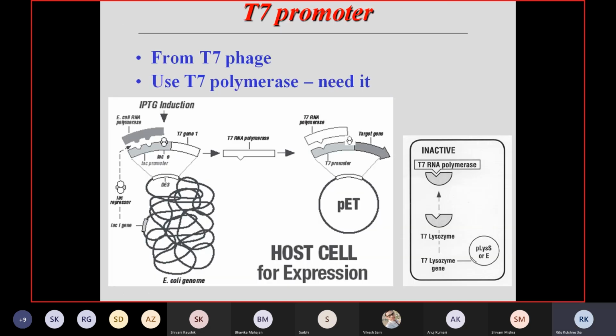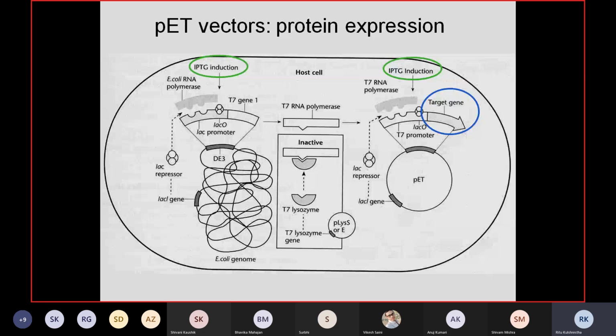So now I want to tell you in more detail about the PET vectors, where I will introduce you to the T7 promoter that I just told you about in my last slide also. Let me explain to you in detail what these PET vectors are. These PET vectors are very, very widely used for protein expression in the majority of the labs worldwide which are working on protein expression. Those labs will definitely have the PET vector.